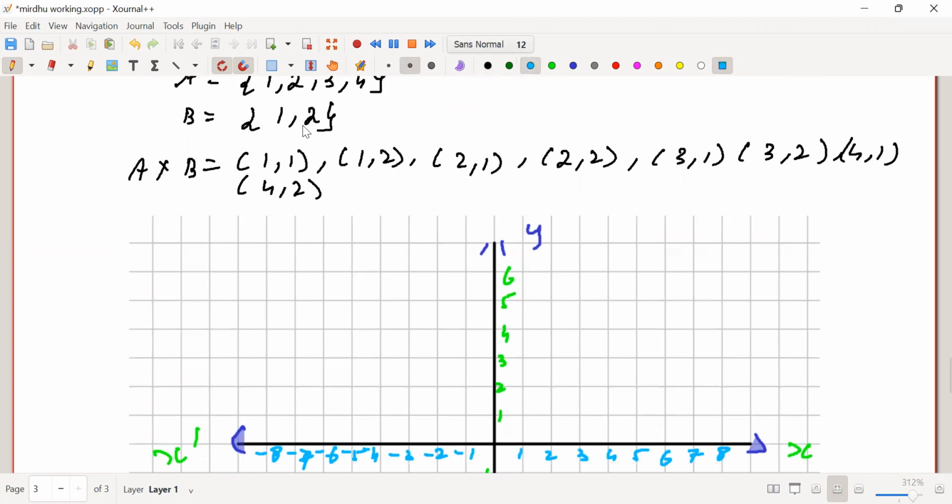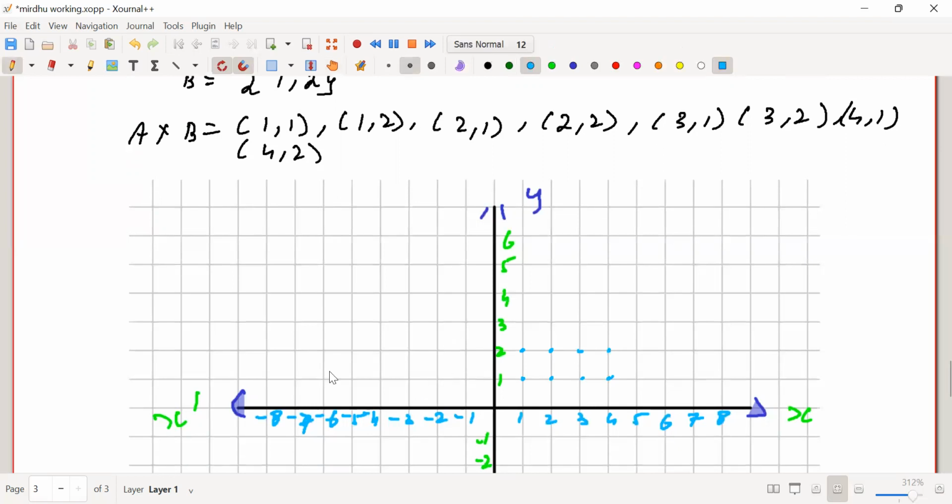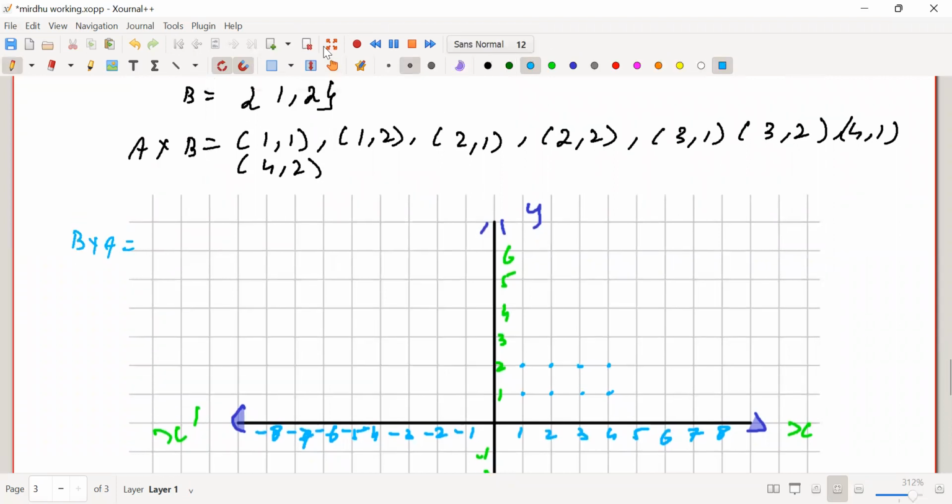We will take a specific color for A cross B. Right? A cross B: 1,1; 1,2; 2,1; 2,2; 3,1; 3,2; 4,1; 4,2. Right? Then for B cross A, what would it be for B cross A?